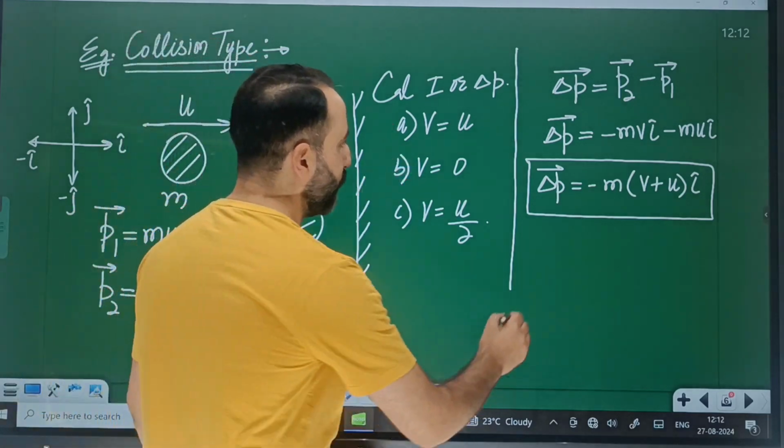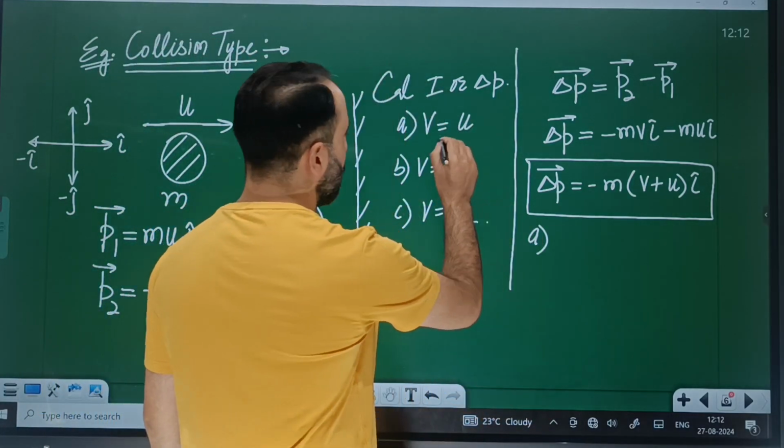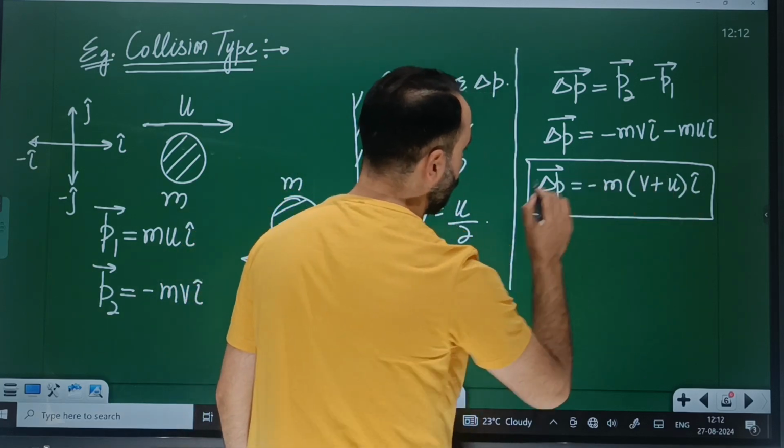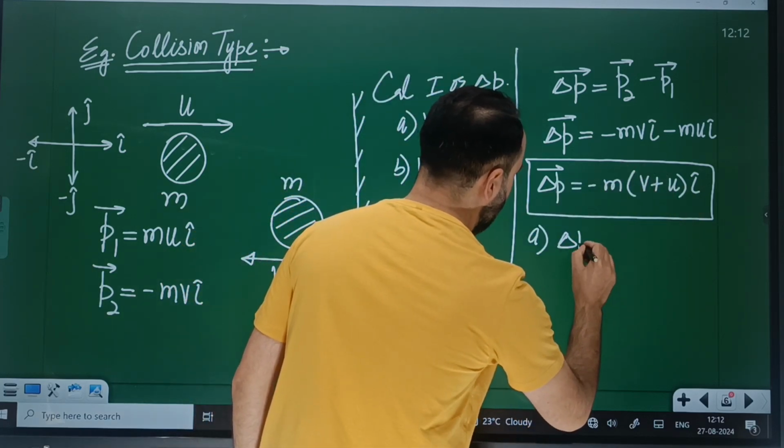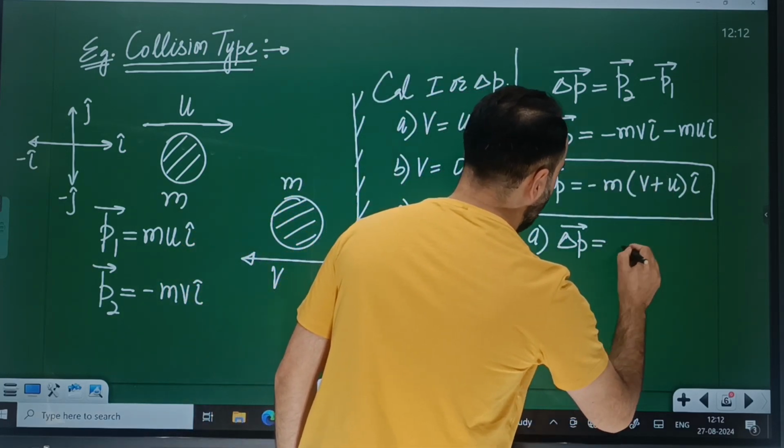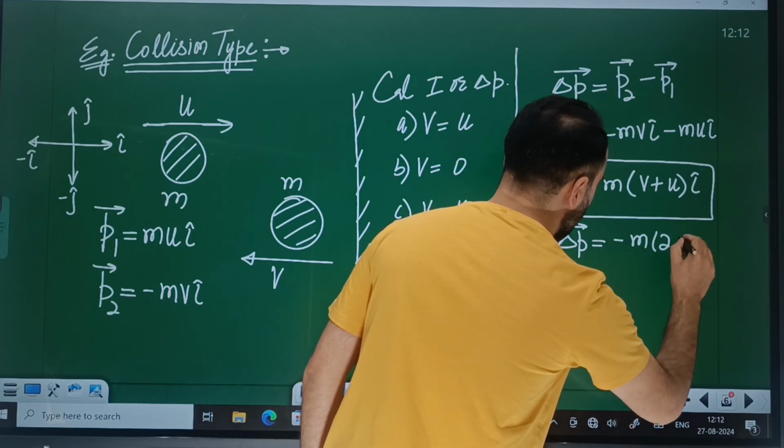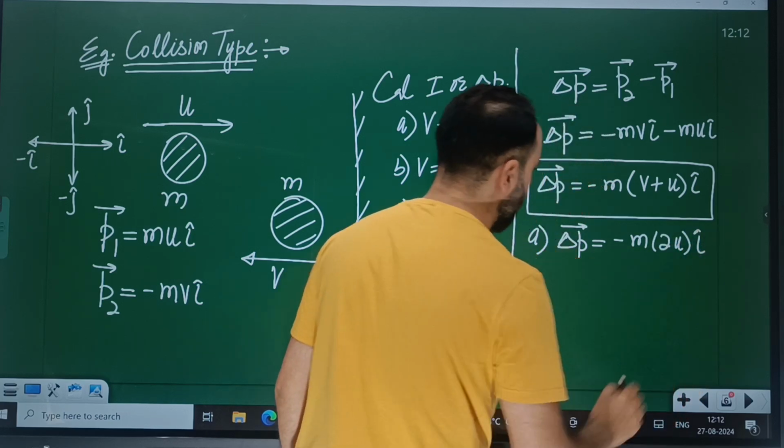A part, बोलो बेटा u किसके बराबर है? What is this v equal? That's equal to u. U plus u is twice u. तो delta p किसके बराबर आएगा? That will be equal to minus m into 2u into I cap. That's it. The problem is done.